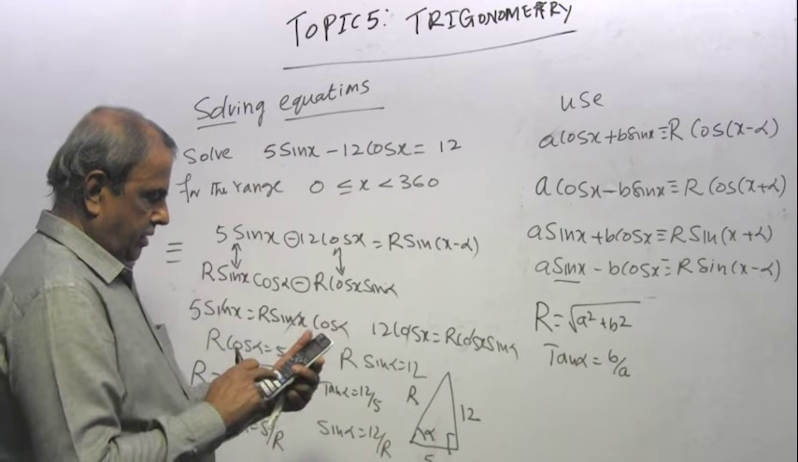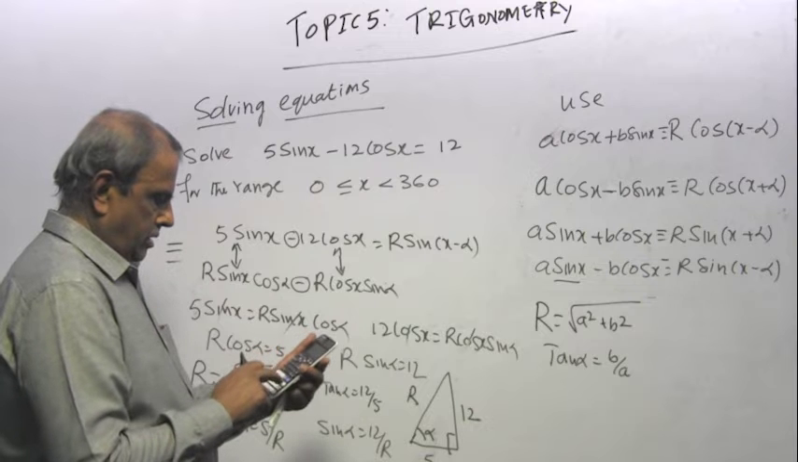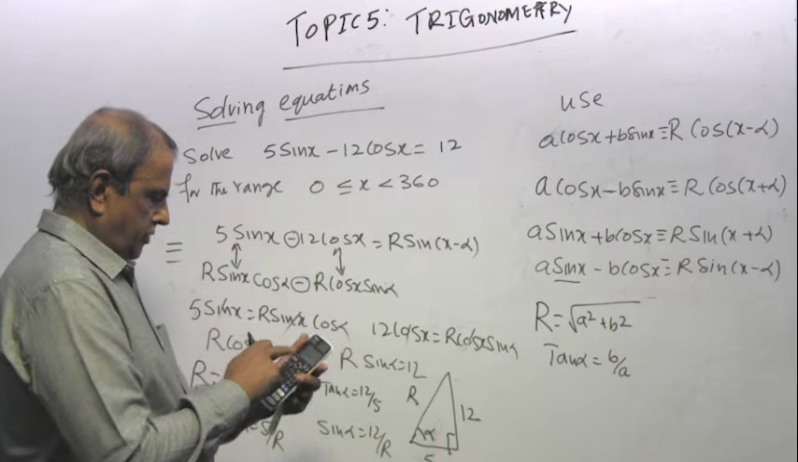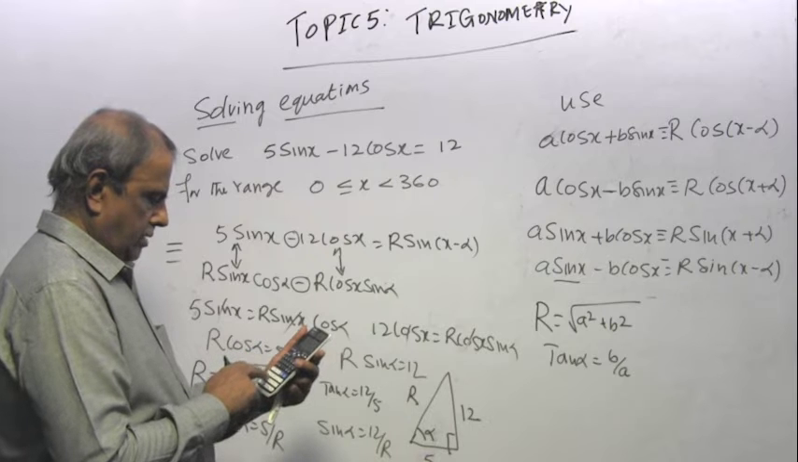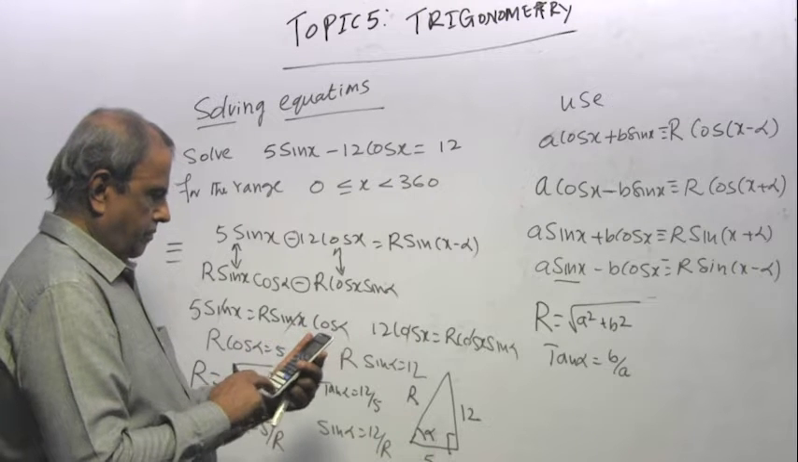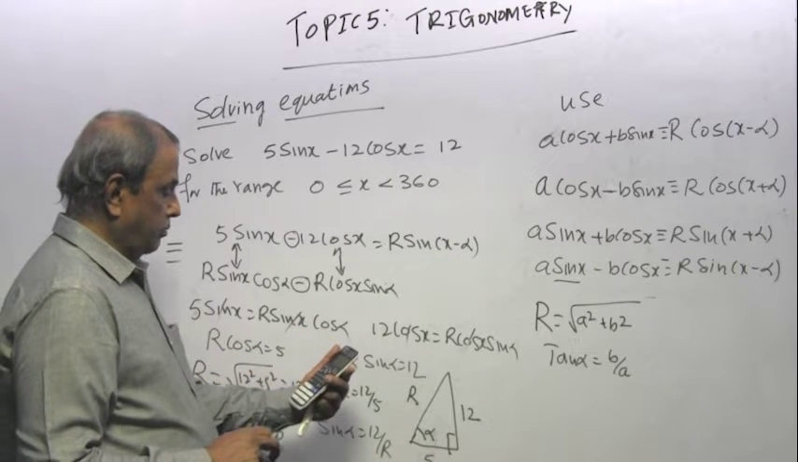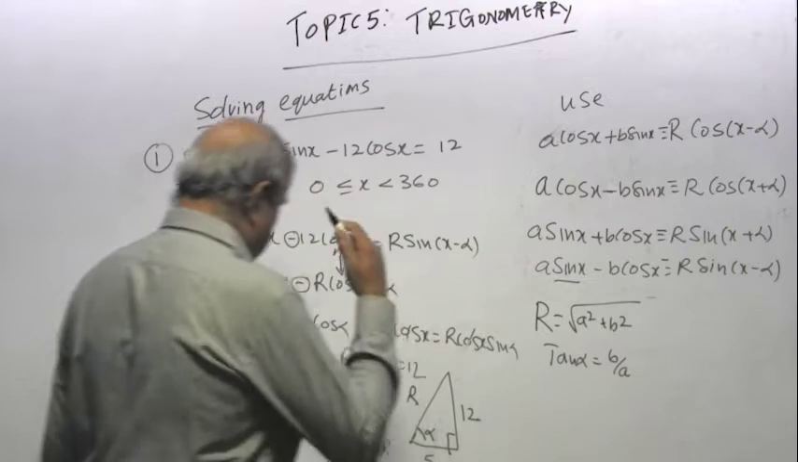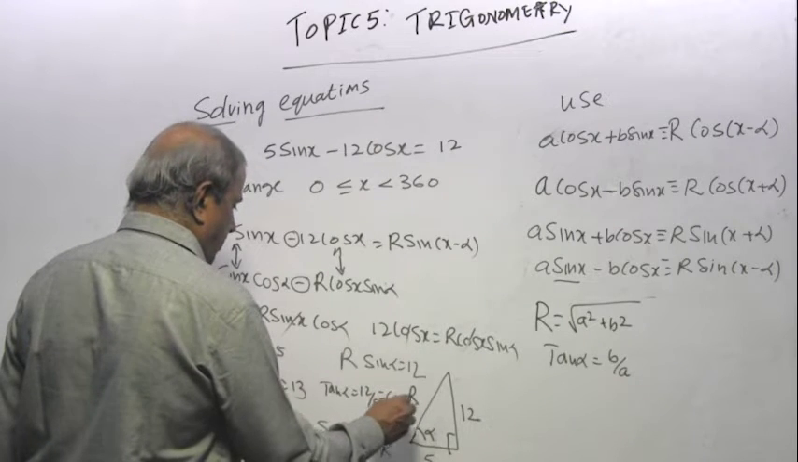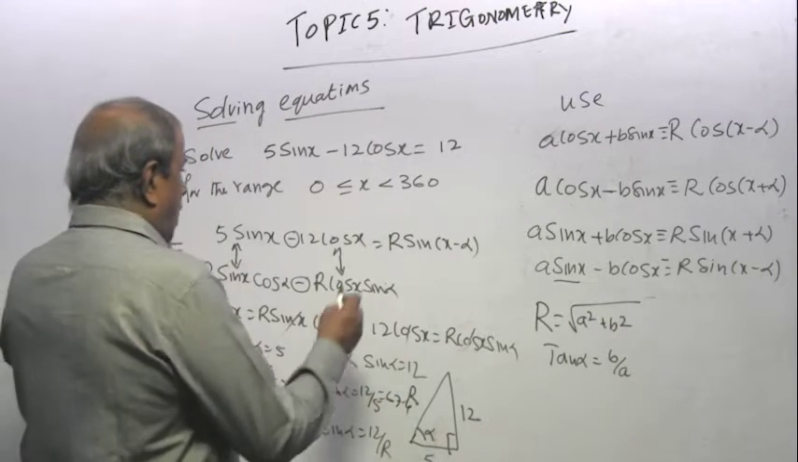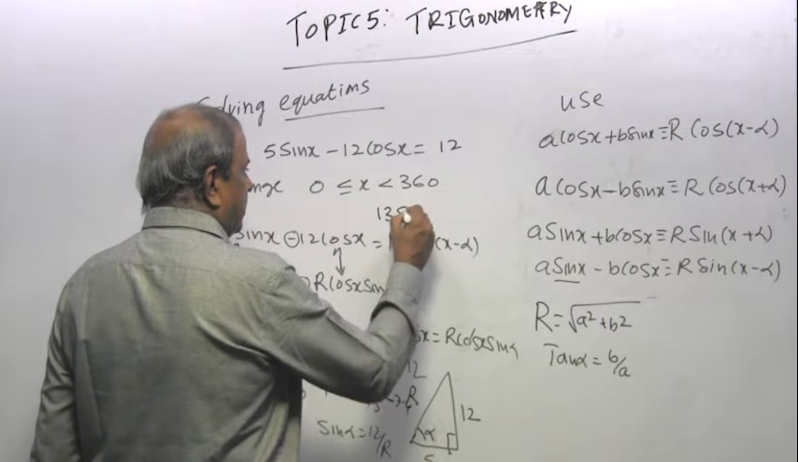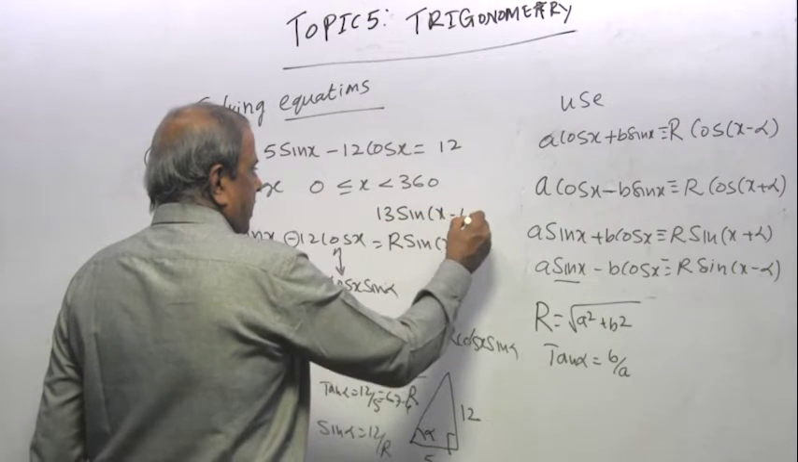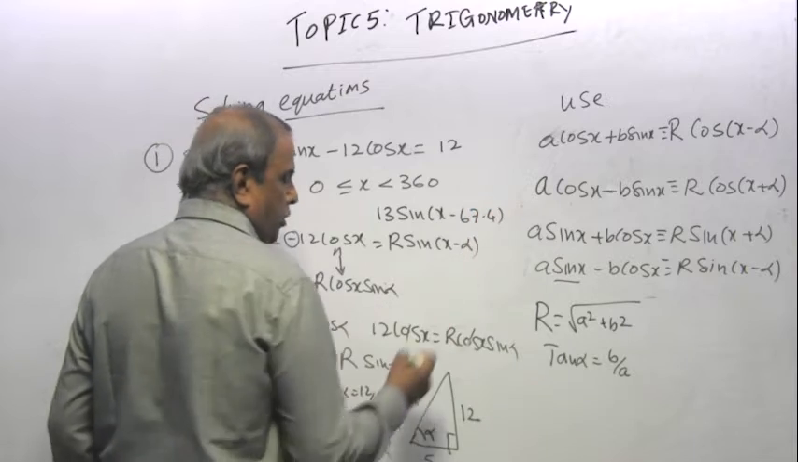Shift tan 12 divided by 5. 67.4. I should remember that answer. So I could write this as r is 13 sine x minus 67.4.